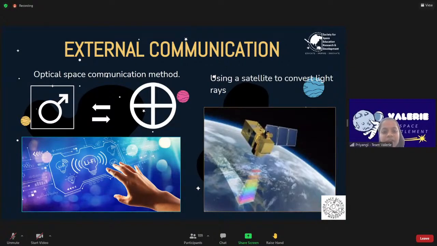And yes, we are aware of the problem of refraction of light in the atmosphere. So as a solution to that problem, we are going to be having one or more satellites in the Earth's orbit, which are going to convert light rays sent from the settlement to radio waves and send them back to the Earth.